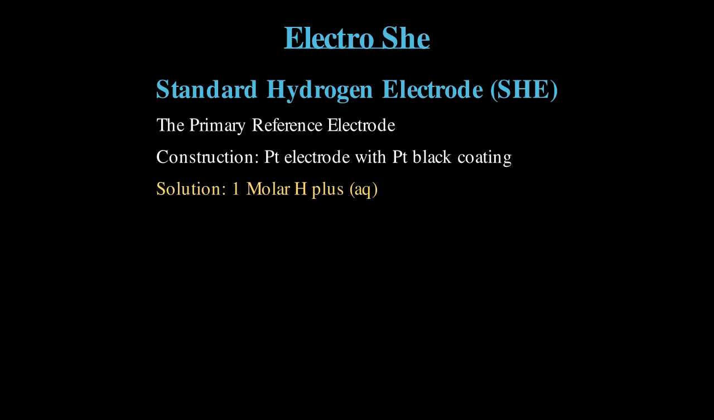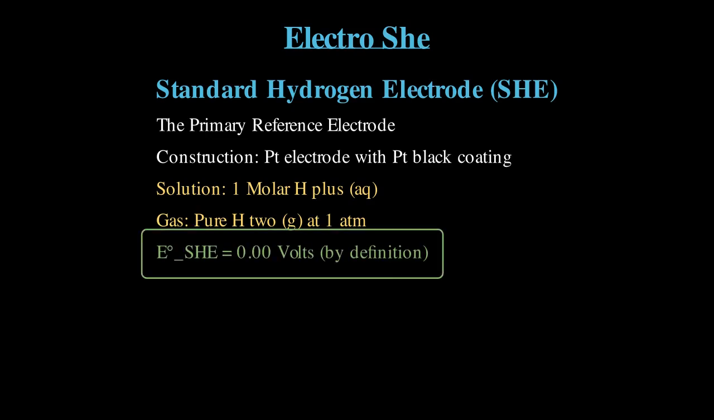Pure hydrogen gas is then continuously bubbled over the electrode at exactly 1 atmosphere of pressure. The crucial point is this: by convention, the standard electrode potential of the SHE is assigned a value of exactly 0 volts at all temperatures. This arbitrary 0 point allows us to measure all other standard electrode potentials relative to it, creating the electrochemical series.